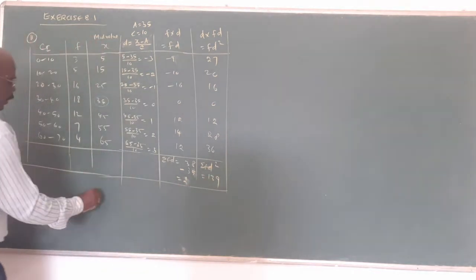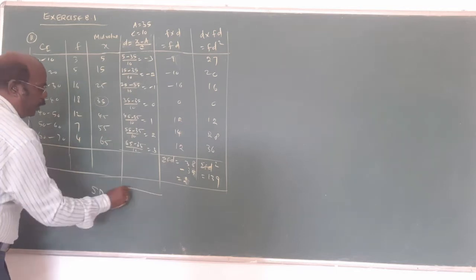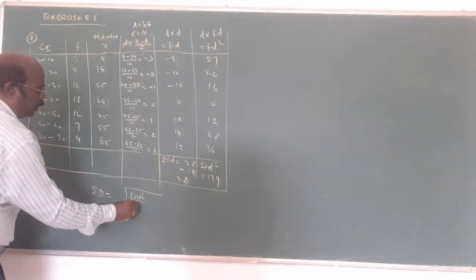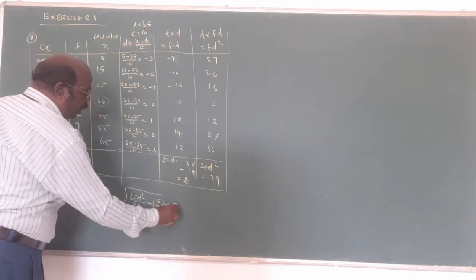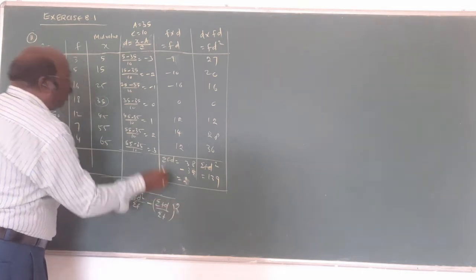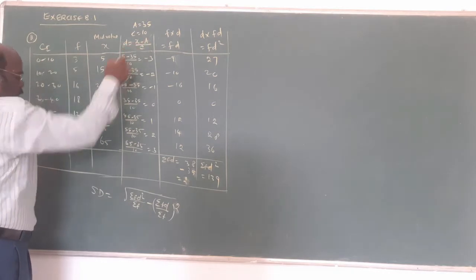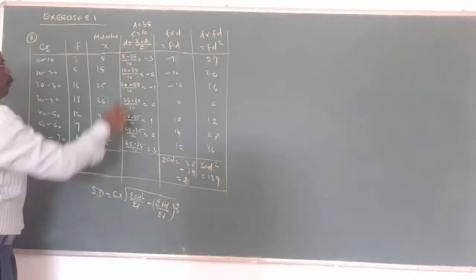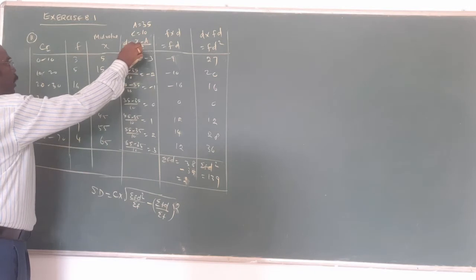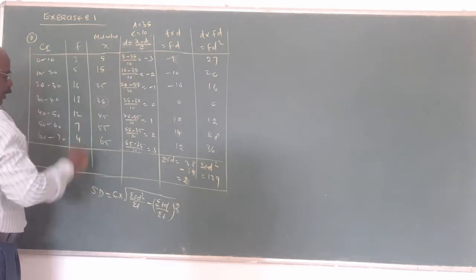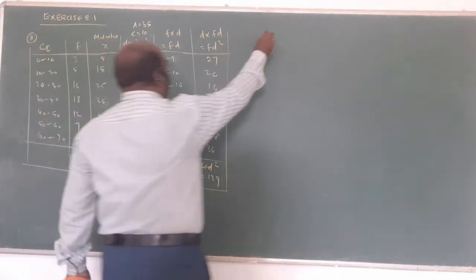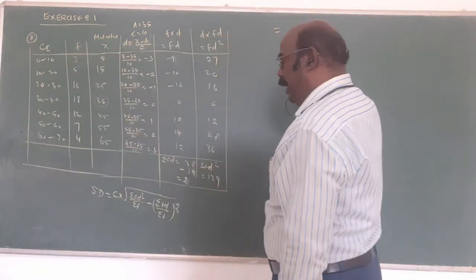Now, standard deviation is equal to square root of sigma f d squared by sigma f, minus sigma f d by sigma f whole squared. Here, in the formula, d is x minus a by c, so we multiply c. In the previous problem, it was not divided by c, so we do not multiply c. Divided by c means multiply c. That's that. Now substitute: standard deviation is equal to c is 10.